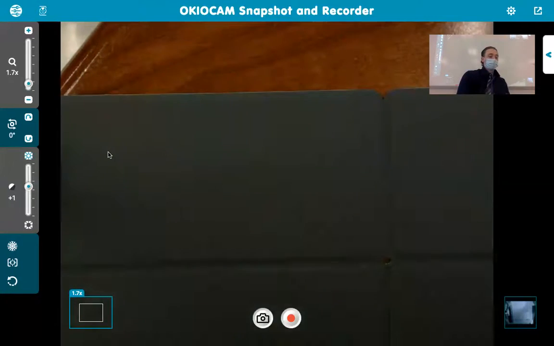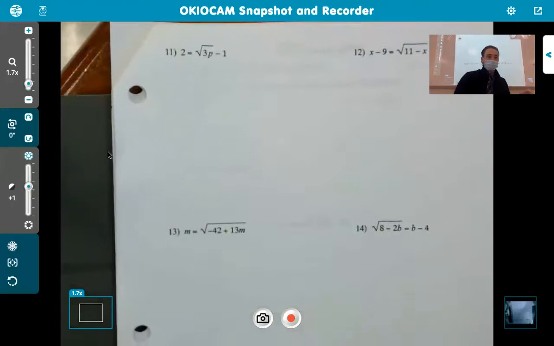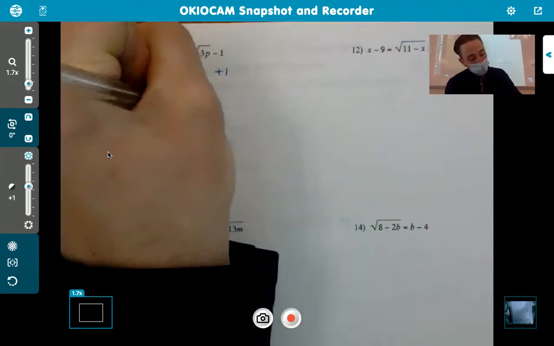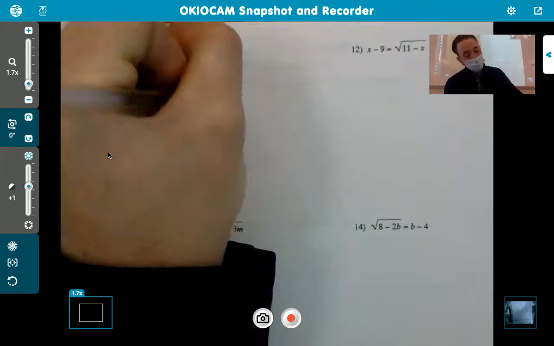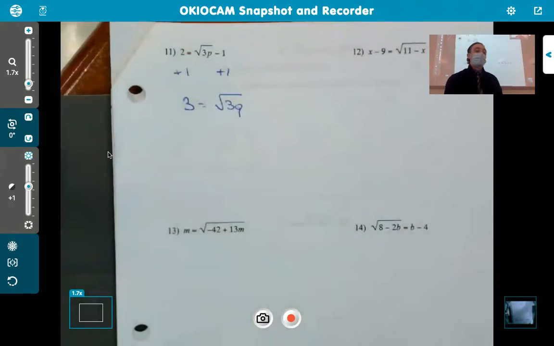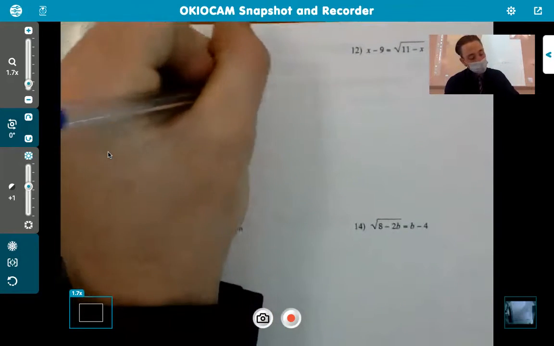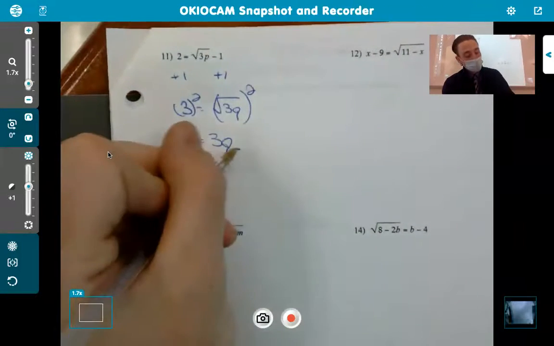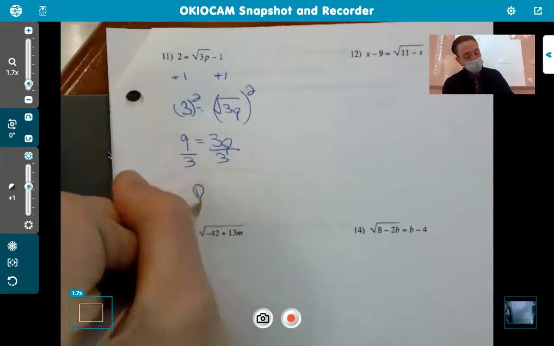Number 11, a little different. What's the first thing I need to do in number 11? Or what do we think the first thing is that we need to do? Add 1, right? So to isolate that root, I'm going to add 1 to both sides. So I have 3 equals the square root of 3p. Now what can I do on both sides? Square it. So I have 9 is equal to 3p. And I just have my one-step equation. I'll divide by 3 on both sides and get p is equal to 3.